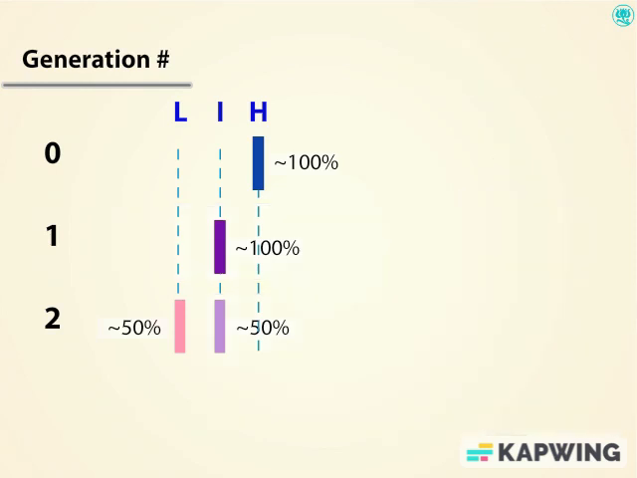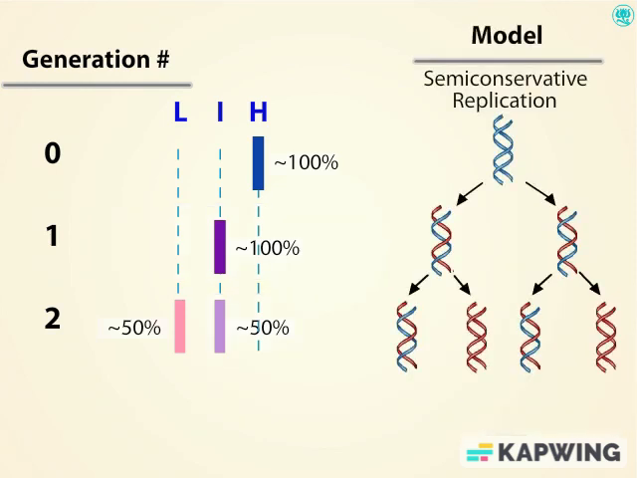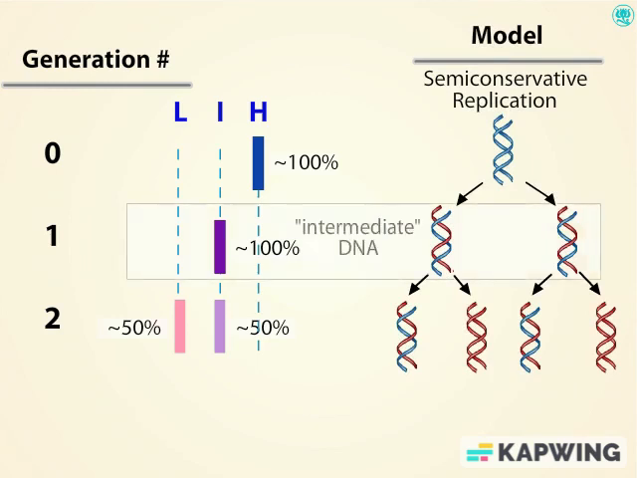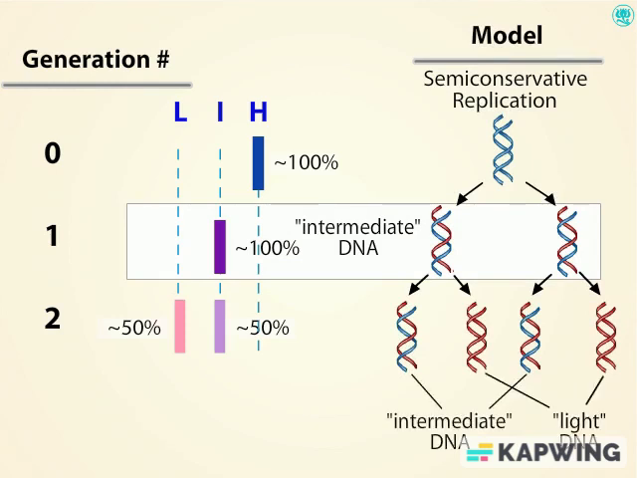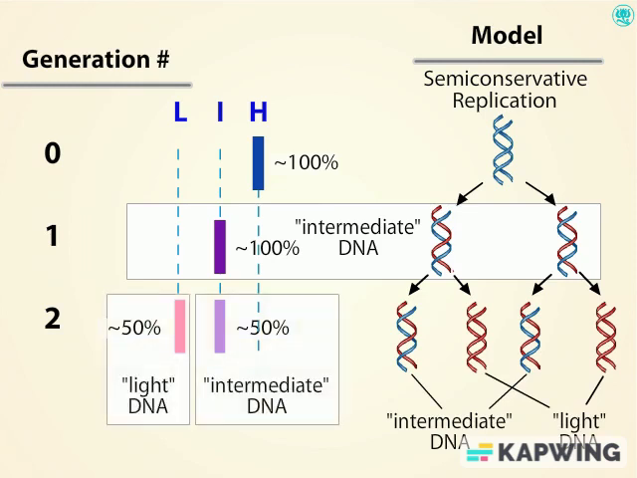Finally, consider the possibility of semiconservative replication. According to the model, after one generation, all of the DNA would be in the intermediate form, which is consistent with the experimental results. In the model, after 2 generations, half of the DNA would be in the intermediate form, and half would be in the lighter form, also consistent with the experimental results. The data provide support for the semiconservative model of replication.